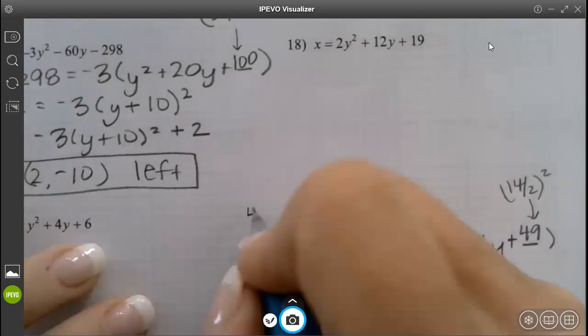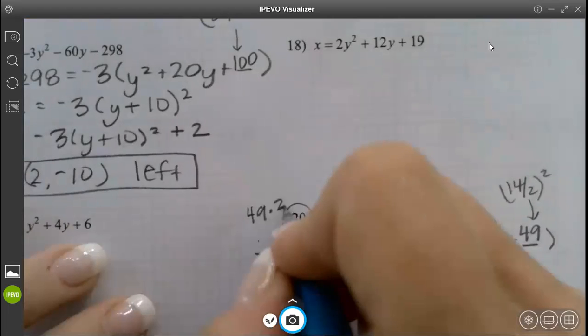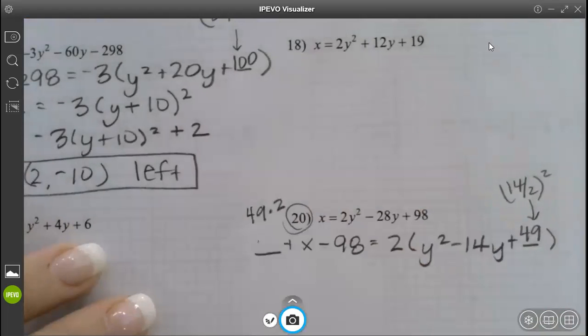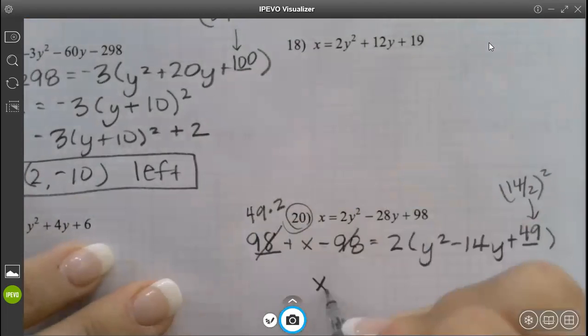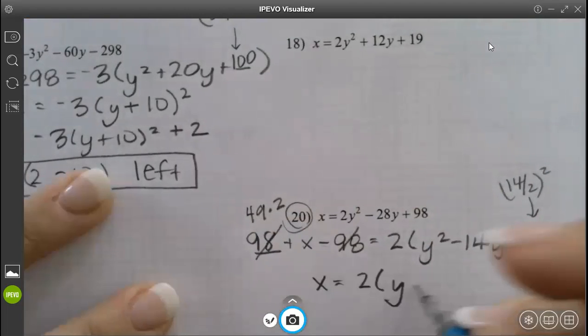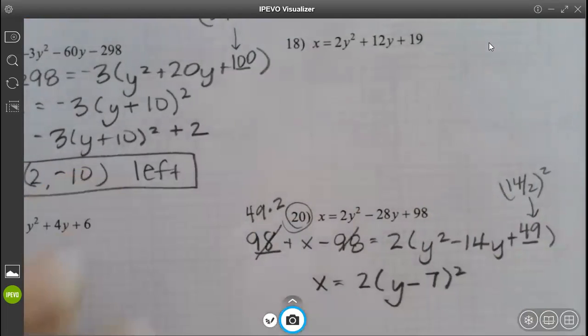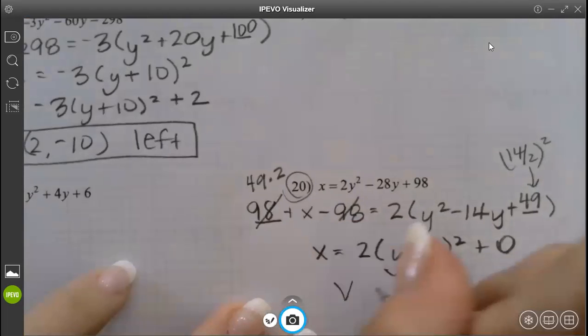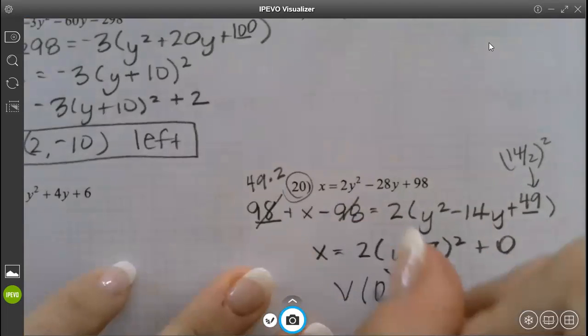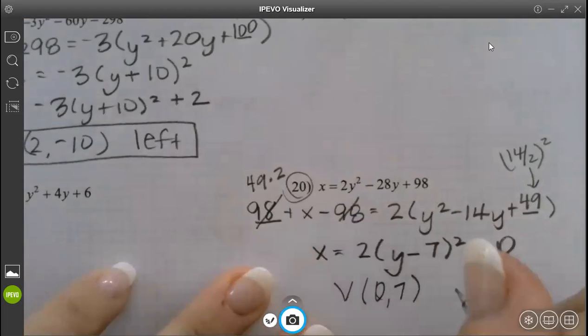On the other side, 49 times 2, which is 98. Your 98s cancel out. So you just have x equals 2 times, rewrite it, (y minus 7) squared. If you need to, go ahead and put that plus 0 there. It's not going to be on a multiple choice if you're looking for the equation, but that may help you with the vertex. What's your vertex? 0, 7. Which way does it open? Right.